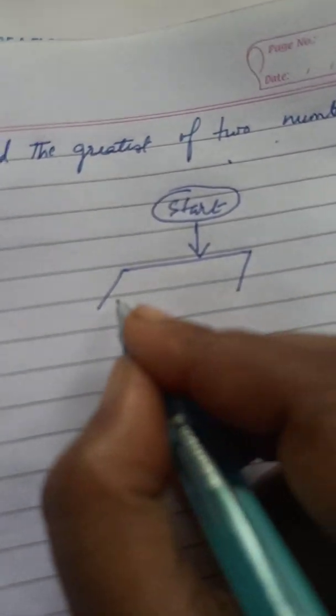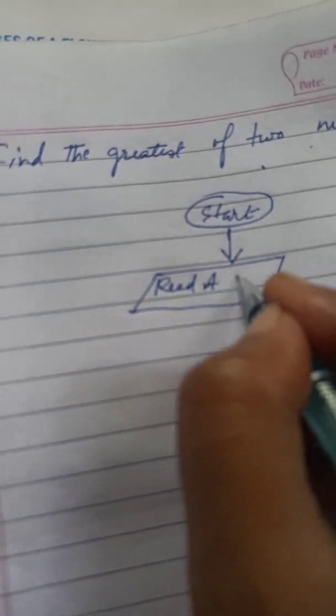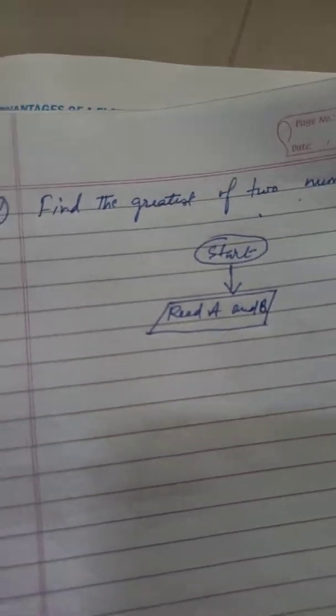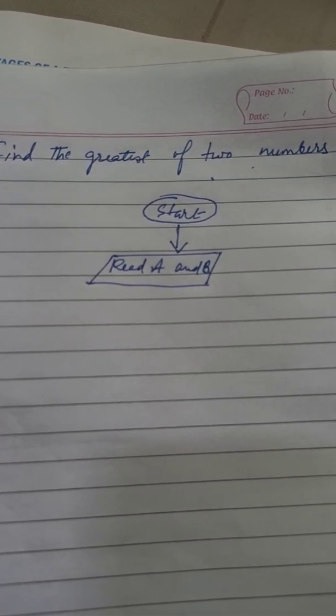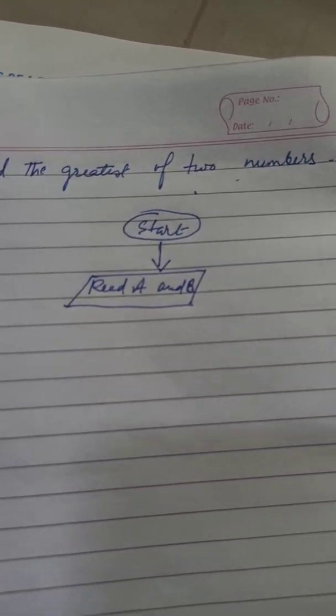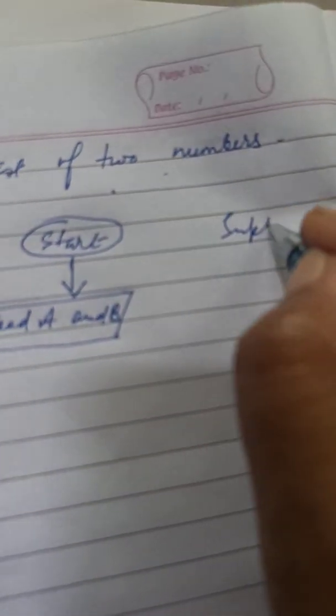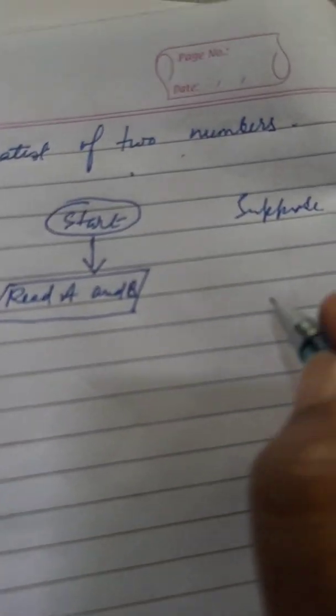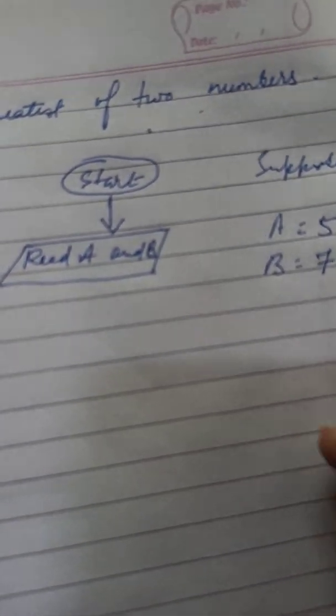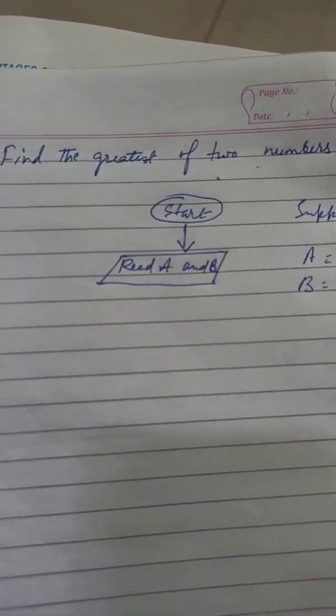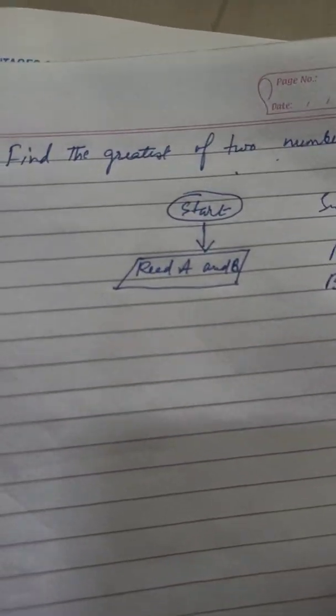to take input. So see the symbols. For taking input, we will write read A and B. These are the names of variables where some values are stored. Suppose, as a programmer, the value which I have stored in A is 5 and for B I have stored 7. So these are the values I have stored in A and B.